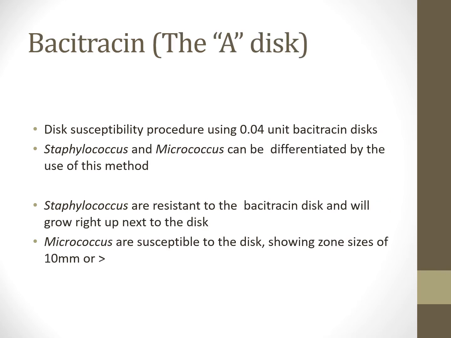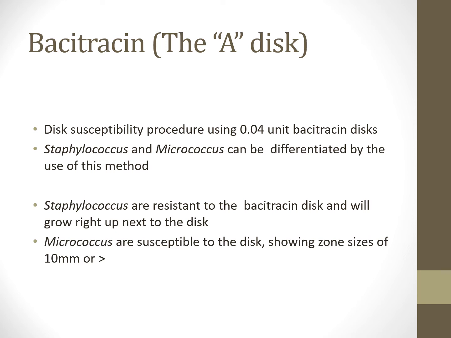The bacitracin disc has a couple of applications. It's also known as the A disc because we also use it to identify Streptococcus group A. But we're not talking about that today. Instead, we're talking about the A disc in terms of using it to identify Staphylococcus genus versus micrococcus genus. So Staphylococcus are resistant and they grow right up to the disc, and micrococcus is sensitive. So the zone size is going to be greater than 10 millimeters.